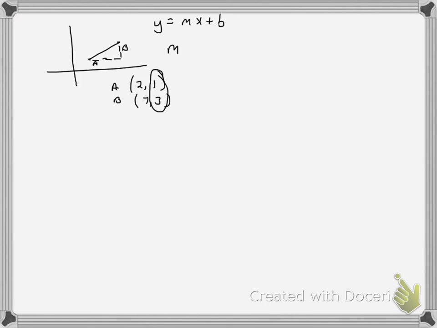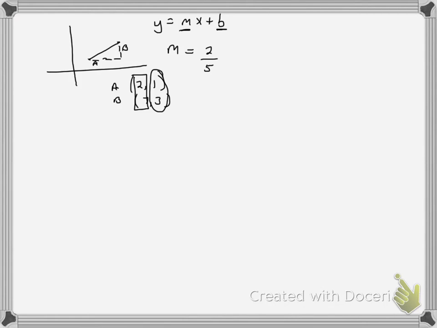This is the slope in the general equation, and this is the y-intercept. So my slope is the change in the y. The change between 1 and 3 is 2, and the change in the x's, the change between 2 and 7, is 5. So there's my slope.